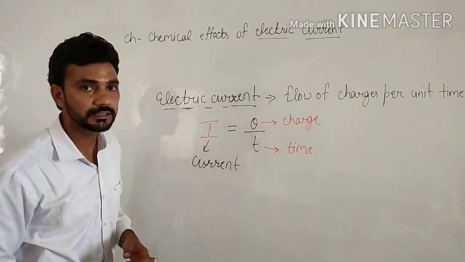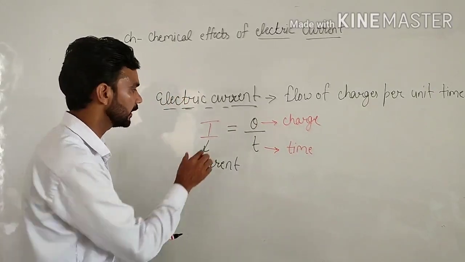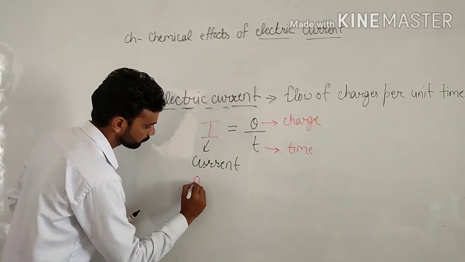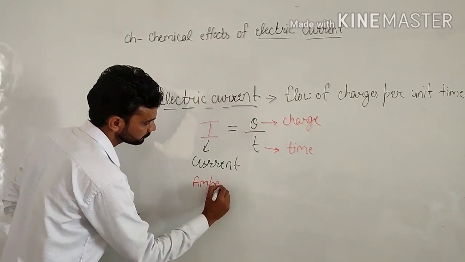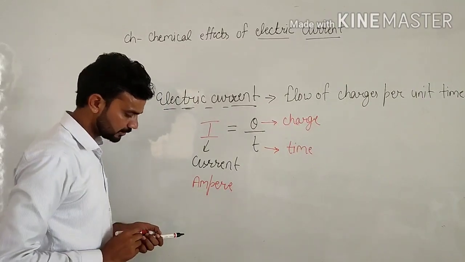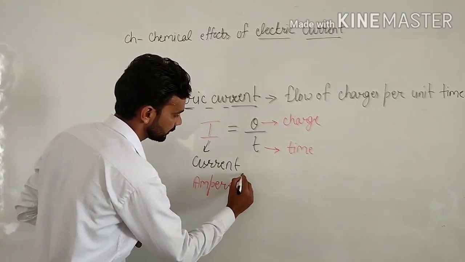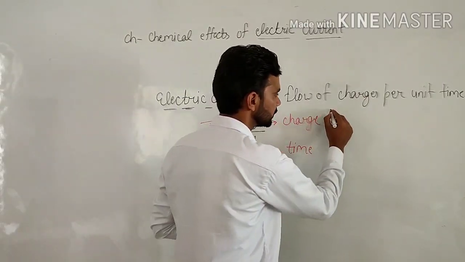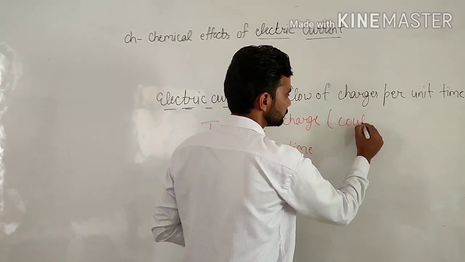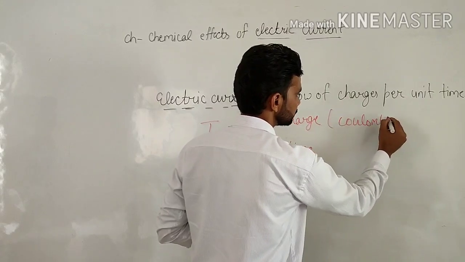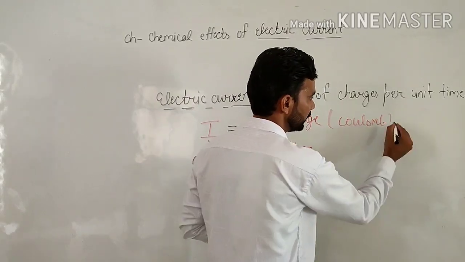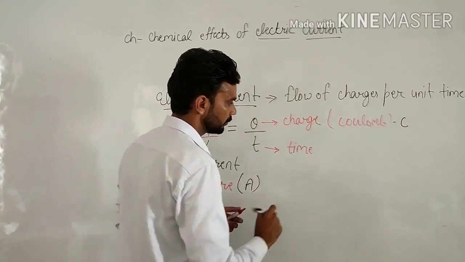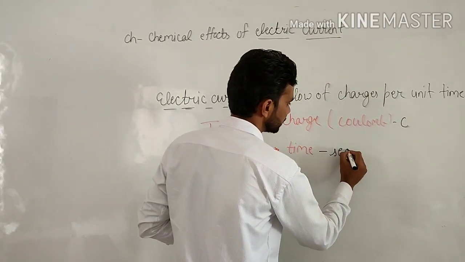Now we will discuss about SI unit. The SI unit of current is ampere. It is denoted by capital A. The SI unit of charge is coulomb. It is denoted by C. And we know that the SI unit of time is second.